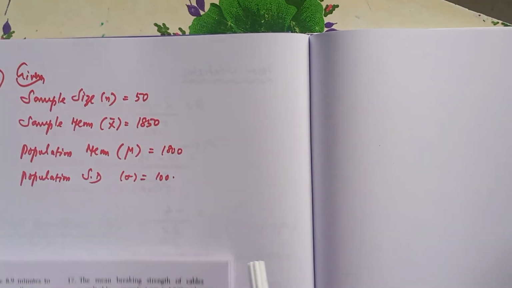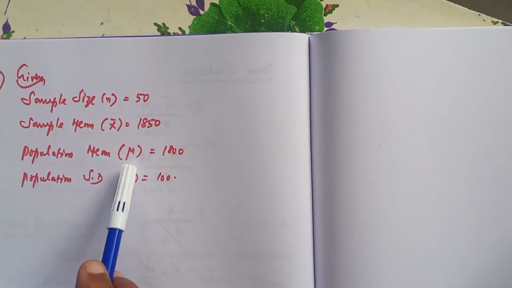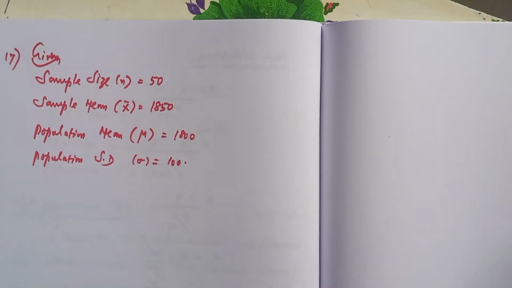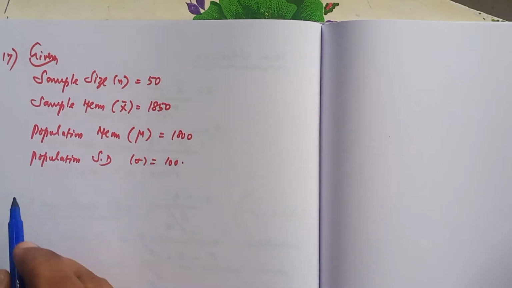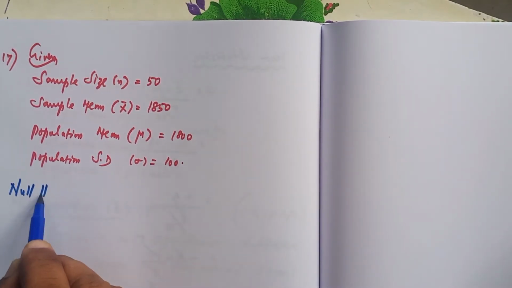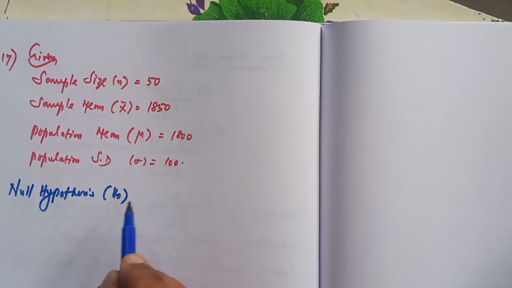Again, sample size is given, sample mean x bar is given, population mean is given, and population standard deviation is also given. Now we have to verify whether, due to that new technology, the strength of the cable has increased or not. So we can go for testing of hypothesis. As usual, we start with the null hypothesis, represented by H naught.